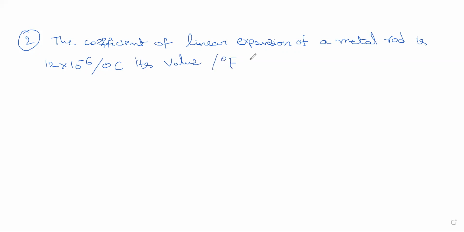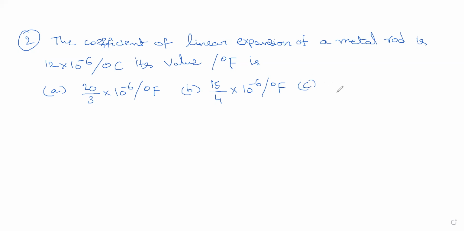per degree Fahrenheit is, so option A is 20/3 into 10 to the power of minus 6 per degree Fahrenheit. Option B is 15/4 into 10 to the power of minus 6 per degree Fahrenheit. Option C is 21.6 into 10 to the power of minus 6 per degree Fahrenheit. And option D is 12 into 10 to the power of minus 6 per degree Fahrenheit.